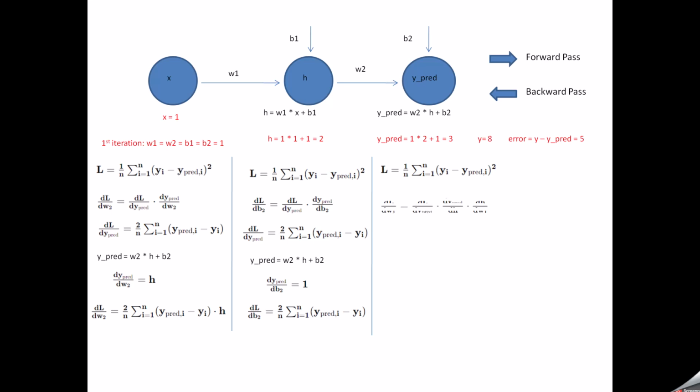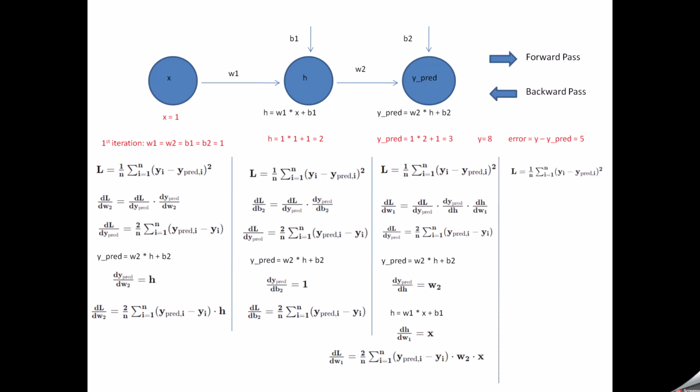Since loss is associated with W1 through Y predicted and H, we can calculate the derivative of loss with respect to W1 by the chain rule formula involving Y predicted and H. With the formula of Y predicted, we can also calculate the derivative of Y predicted with respect to H. And with the formula of H, we can also calculate the derivative of H with respect to W1. Combining these results, we get the derivative of loss with respect to W1. Now let's see the calculations for B1.